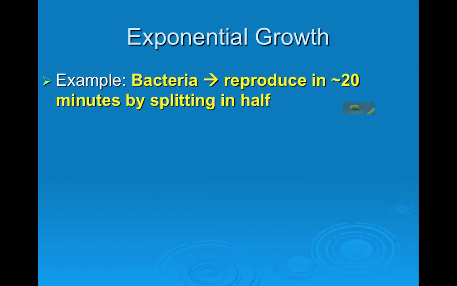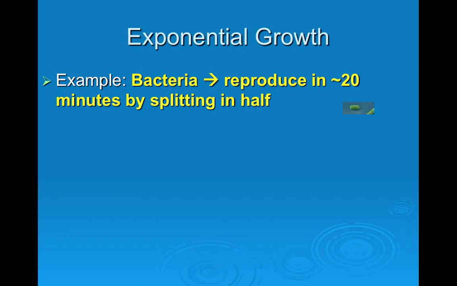So let's take an example: bacteria. Bacteria, if you give them the right conditions, you give them all the nutrients that they need, you give them the perfect temperature to reproduce, you give them space to reproduce, they're going to reproduce very fast. And they're going to increase their population size exponentially, in exponential growth.